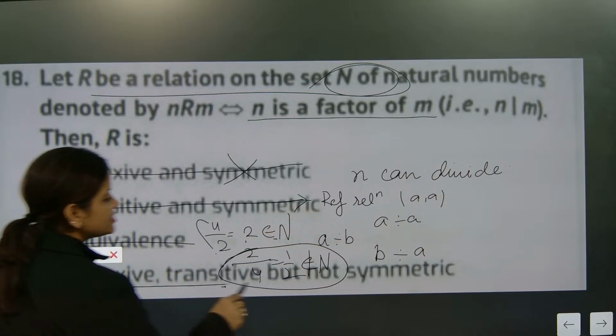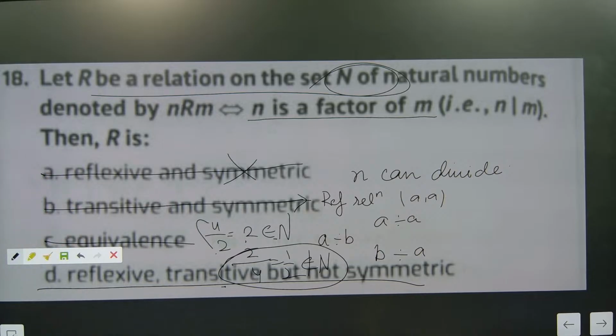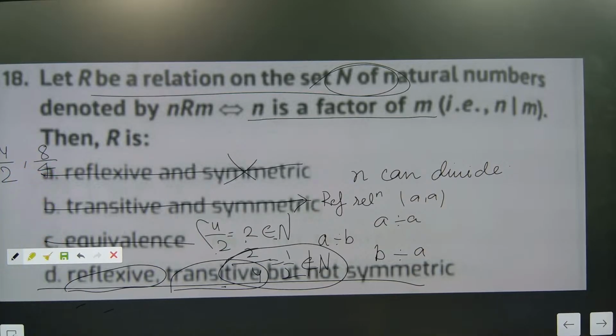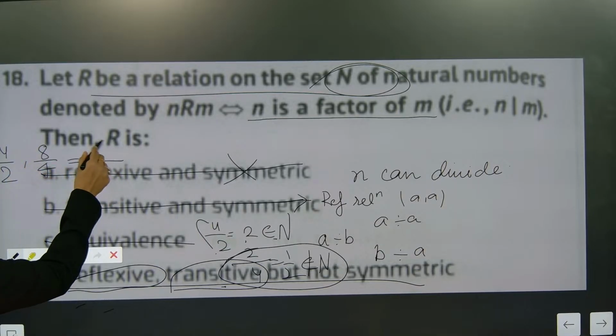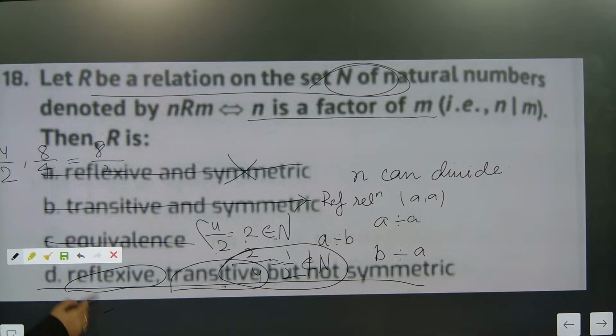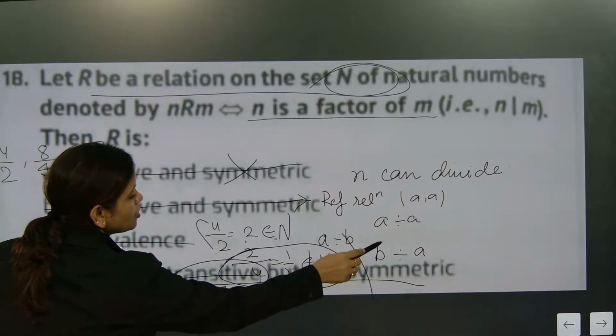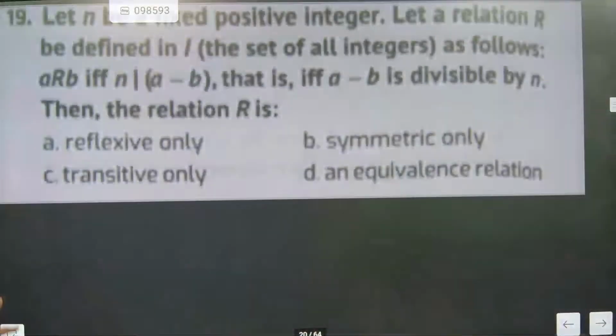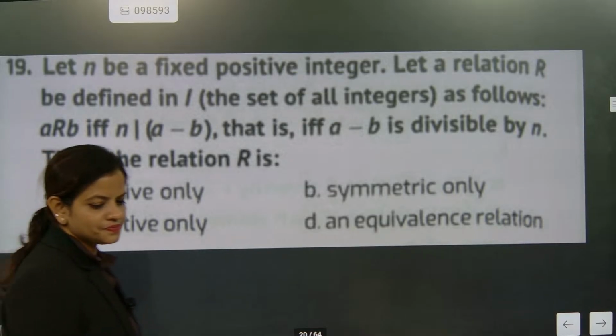Then what is the correct answer coming? We need not go to transitive itself. Correct? So here it is reflexive 100%. Is it transitive? Yes. How is it transitive? 2 can divide 4, and 8 can be divided by 4. That means 2 can also divide 8. So it is reflexive and transitive, but it is not at all symmetric. These type of situation questions you need to solve. You people are not putting in effort now. Please kindly go for this question.